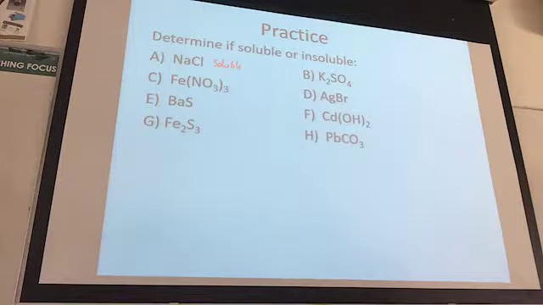Next one, potassium sulfate. So we can see that most sulfates are soluble and potassium is not an exception. So potassium sulfate will be soluble. Iron nitrate, we can see that all nitrates are soluble. There are no exceptions.